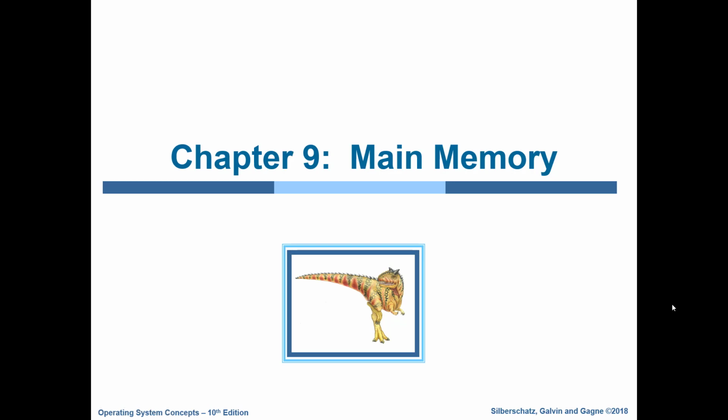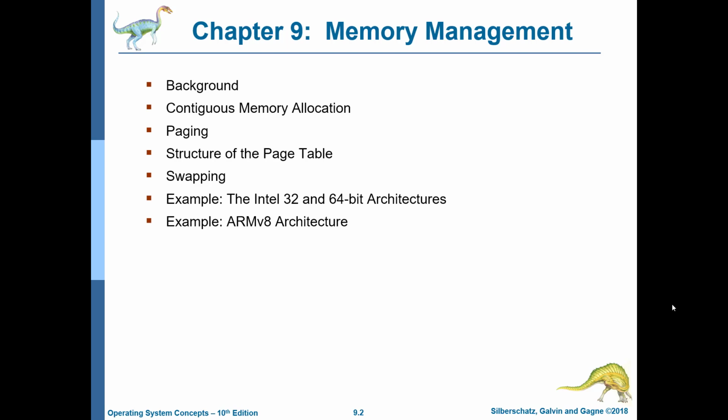Welcome to chapter 9. So this is on how we manage the memory system and the memory space of a process. So here is the outline of this lecture. So we'll start with background.